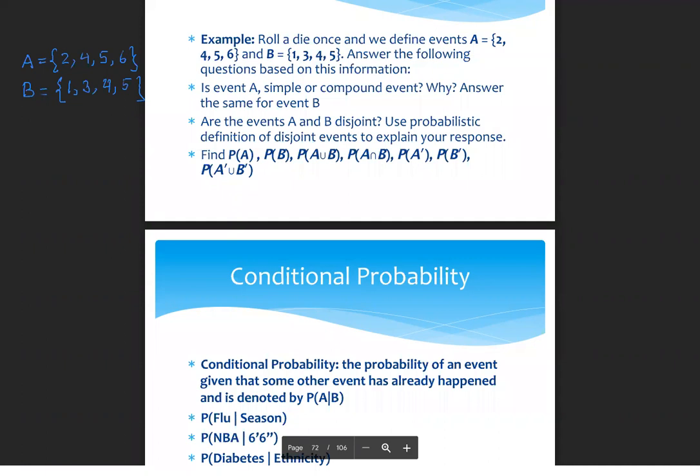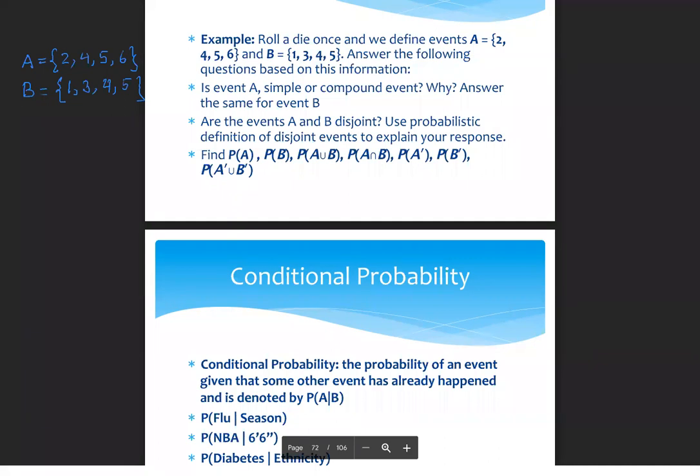Now, event A, is it a simple event or compound event? And are the events disjoint? And then find the probabilities of A, B, A union B, A intersection B, A prime, probability of B prime, and probability of A prime union B prime. So, okay, good.